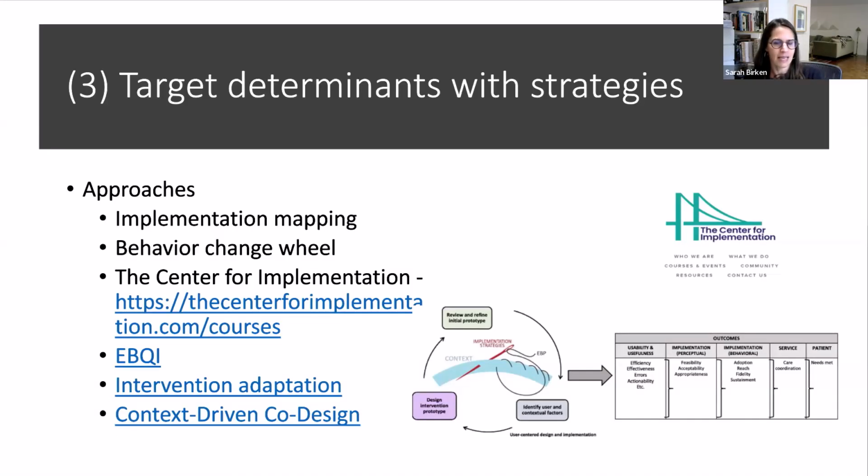And it is an approach for walking from, okay, what's the problem here and why is it happening, to what are the strategies that are most likely to act upon those mechanisms. There are things like the Center for Implementation, which has some really good tools.